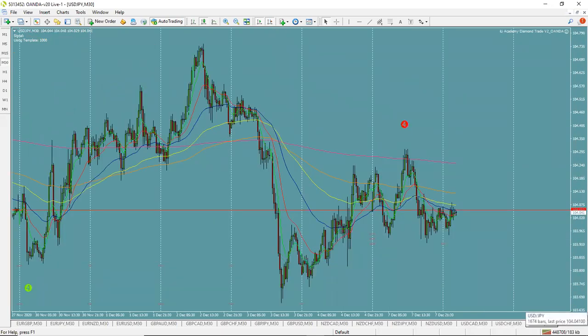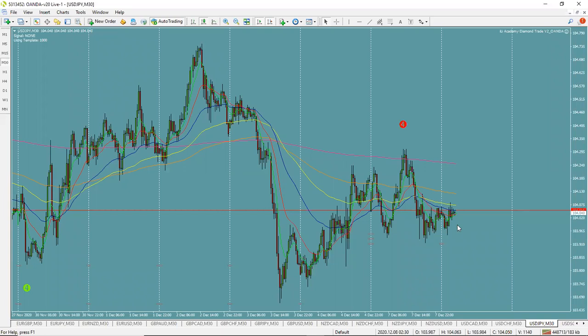As far as the US dollar yen, we're trading below our 720 here. So the moving averages are pretty much in order to the downside. We've got kind of a mature trend to the downside here. Our expectation is that it's going to continue to the downside.